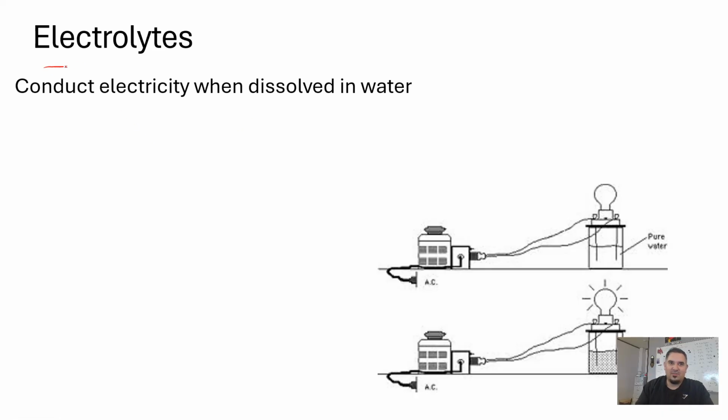So what is an electrolyte? For those of you who were absent last Thursday or Friday, that's what this lesson's all about. It's a really short lesson. It's actually 2 slides long, but let's go ahead and get through it. So what is an electrolyte? An electrolyte is something that conducts electricity when it's dissolved in water.